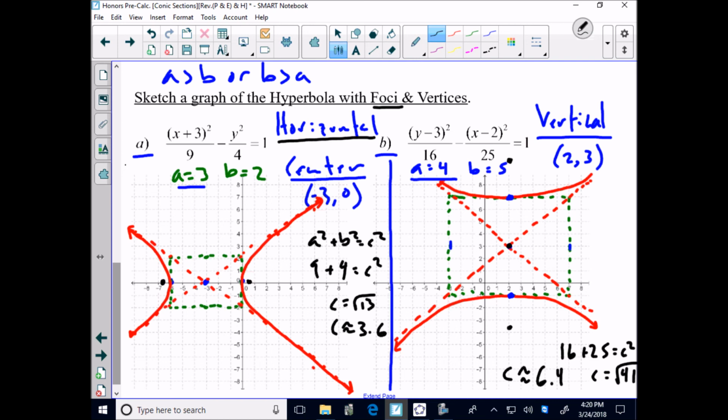Now right here, we're basically going out 6.4 vertically. So right here, our top foci is actually off our graph, but our bottom foci we can plot right there at basically something that is close to 2, negative 3.4. So that's our vertically orientated hyperbola.